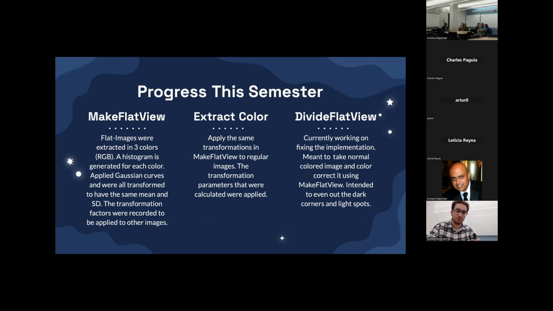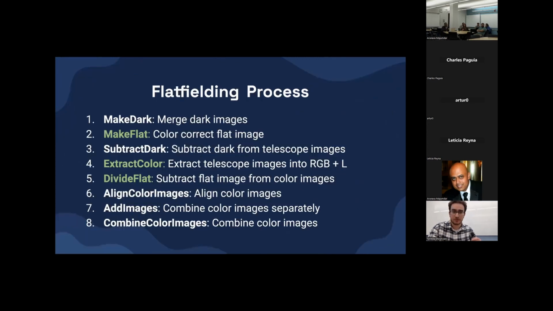characterizes the telescope in order to perform color correction. We extracted the color, which takes the images and performs the color correction. And then we have the divide flat view, which also corrects it based on the telescope. There should also be a star finding algorithm that we'll talk about later on. So a few of these are the steps in order to process an image.